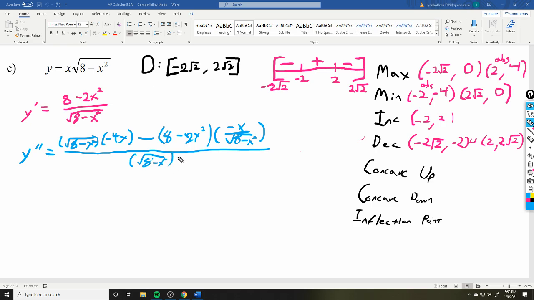Now, our goal in this next step is that I don't like this fraction nestled here inside of another fraction. So I want to cancel that out. And so the way to do that, to cancel out the square root of 8 minus x squared on the bottom, is to put one on the top. And remember, to simplify this, keep it the same, you've got to do the same thing on top and bottom.